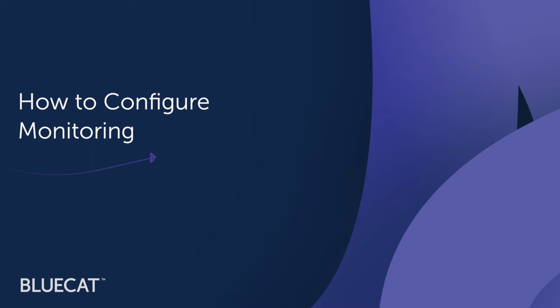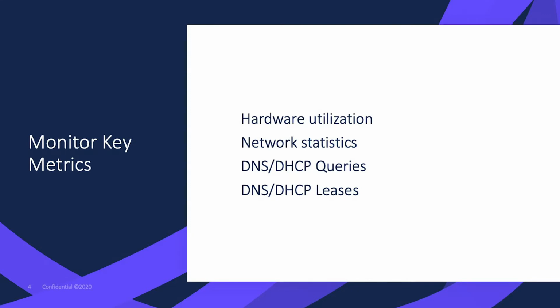Enabling monitoring is going to allow you to keep tabs on some key service metrics, such as your hardware utilization, network statistics, and provide insights into DNS and DHCP queries and leases. Here's how to enable monitoring in the BlueCat Address Manager.